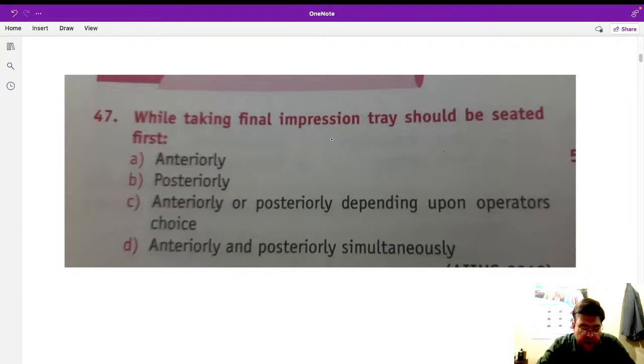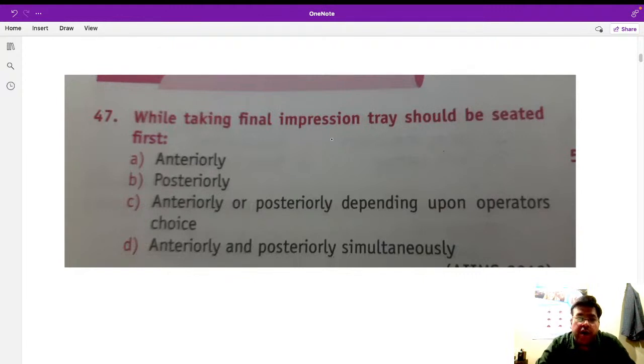Great, absolutely right. See, in the textbook of your MCQ book, which is Pulse, the answer is mentioned wrongly. Please note that down on your Pulse itself. The final impression or the primary impression, whether it is for a complete denture, an FPD, implant, RPD, whatever procedure is being done, the final impression will always be seated posteriorly, right?